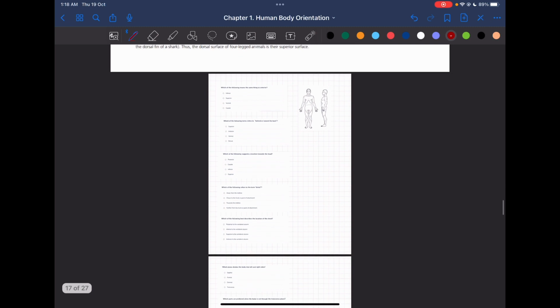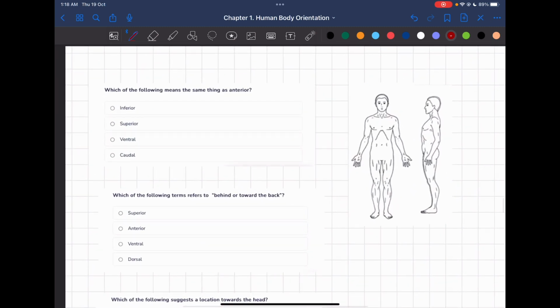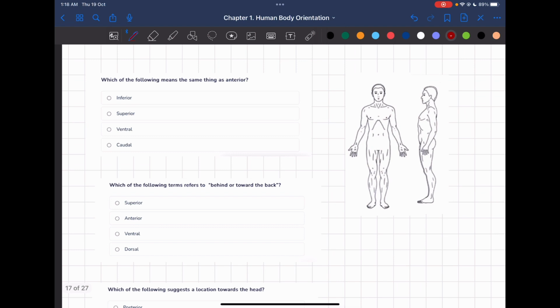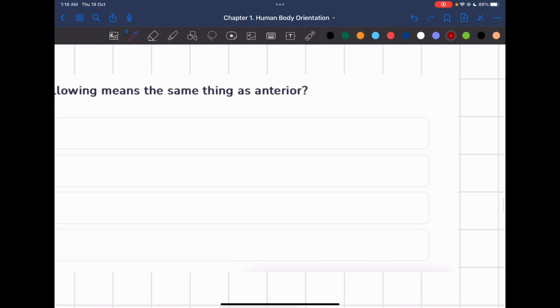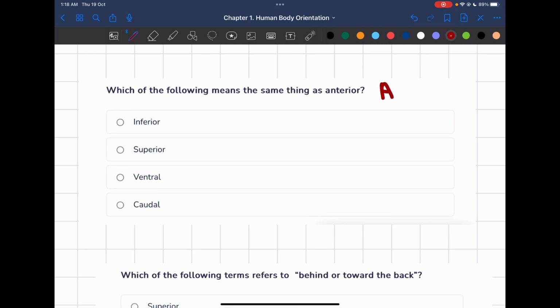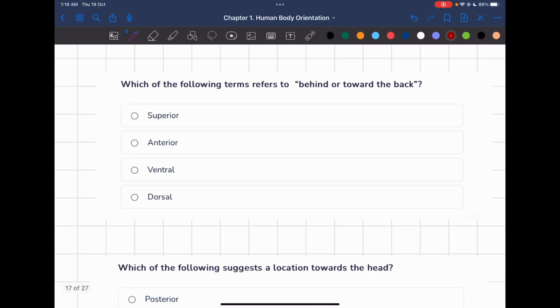Okay, so let's start with the questions. Which of the following means the same thing as anterior? I told you that for anterior, A, if you flip the A and delete the line, it's a V. So ventral. Ventral is the answer. Which of the following terms refers to behind or toward the back? Behind means posterior. Posterior is the same as dorsal. So it's dorsal.